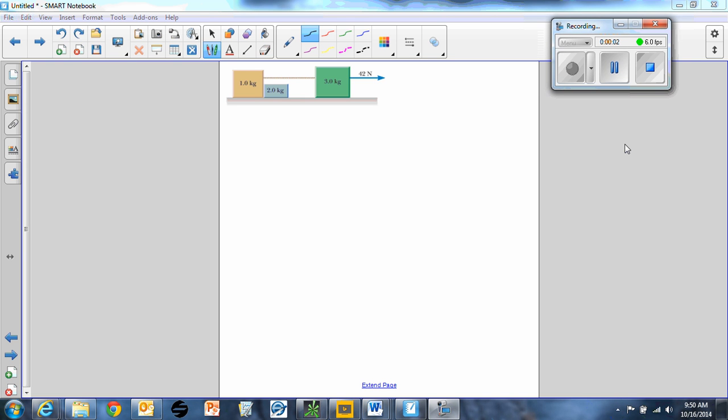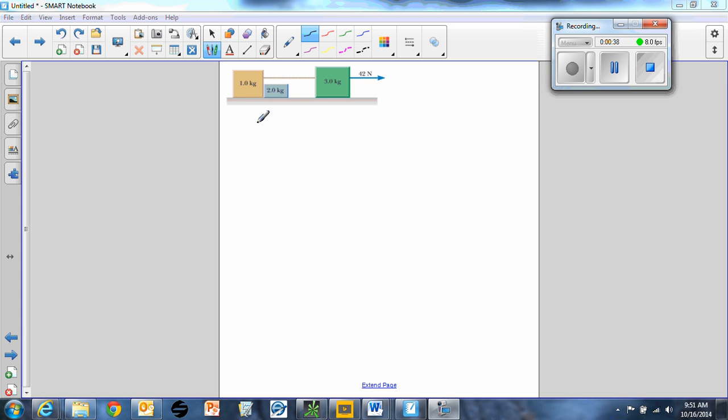This is number 29 on page 117, and basically we have three blocks here that are on a frictionless surface. They're pulled with a 42 Newton force that acts on the 3 kilogram block, but then the 3 kilogram block has a string that ties to a 1 kilogram block that's pushing a 2 kilogram block. So one thing we have to get used to is seeing things as a whole and seeing things as a part. So the 42 Newton force pulls on this whole thing.